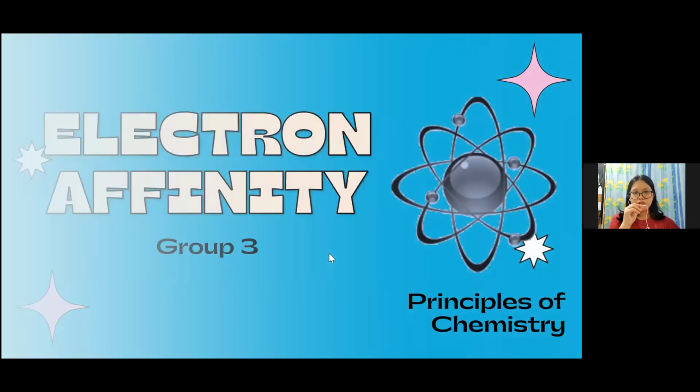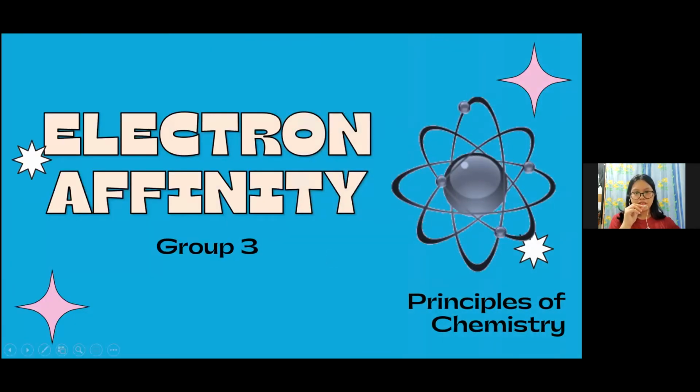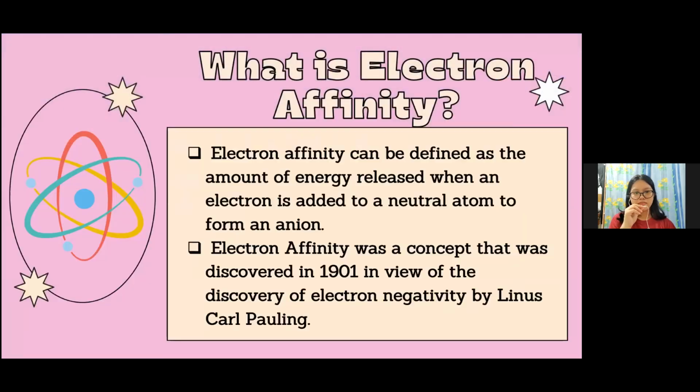Good afternoon, everyone. In this video presentation, we will be talking about electron affinity, one of the periodic trends in the modern periodic table. What is electron affinity? Electron affinity can be defined as the amount of energy released when an electron is added to a neutral atom to form an ion.